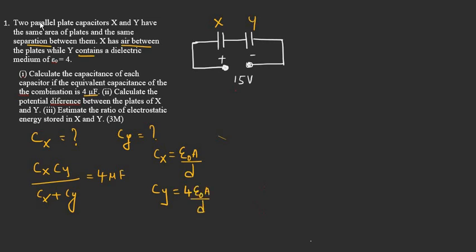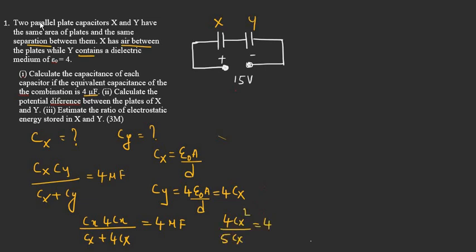So if you compare the Cy with respect to Cx, you will be getting it as 4 into Cx. So we got a relation connecting Cy and Cx. We can substitute in this combination formula. So in place of Cy, we can write it as 4Cx. So Cx into 4Cx divided by Cx plus 4Cx will come, which is equal to 4 microfarad. So if you simplify this, what we will get? We will be getting 4Cx squared divided by 5Cx, which is equal to 4 microfarad.